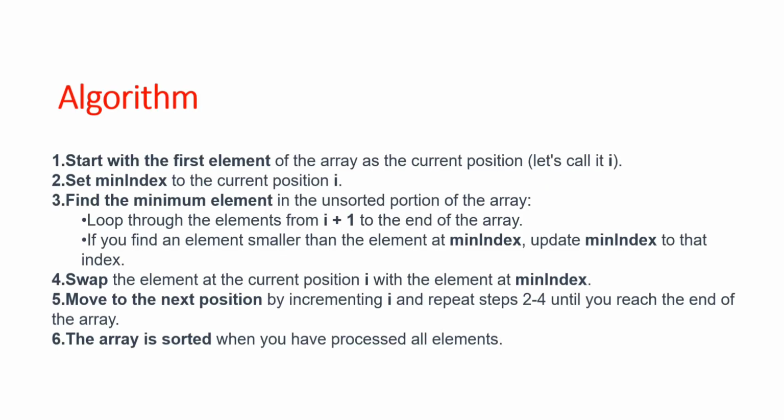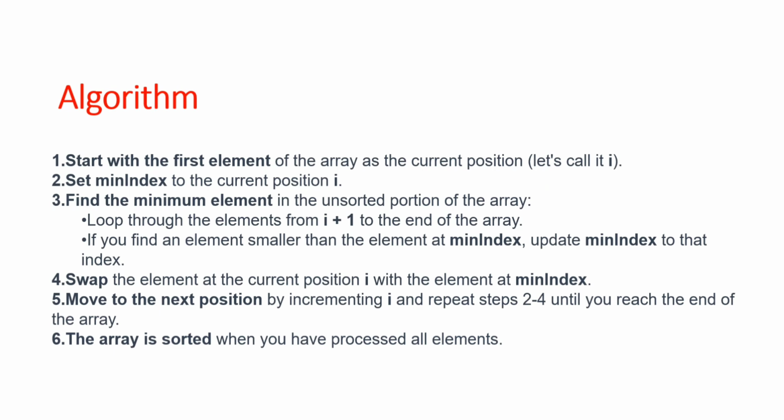Next, we move on to the algorithm. Start with the first element of the array as the current position. Let's call it i. Start with the unsorted list. Divide the list into two parts, the sorted and unsorted. Initially, the sorted part is empty. Set the current minimum value, finding the minimum value in the unsorted list.